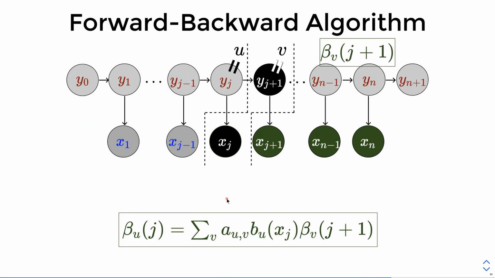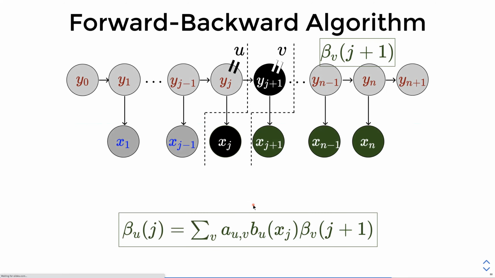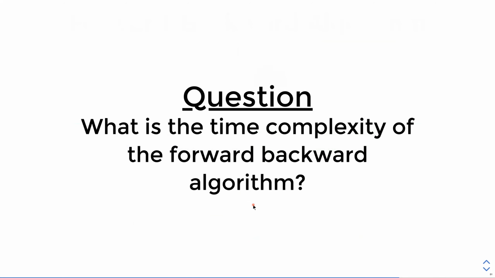This is a general recurrence relation, and we also talked about the base cases. You may want to ask, what are the final cases? I leave that for you to think about. It shouldn't be very difficult to figure out, so it's an exercise for you. The next question is, what's the time complexity of the forward-backward algorithm?